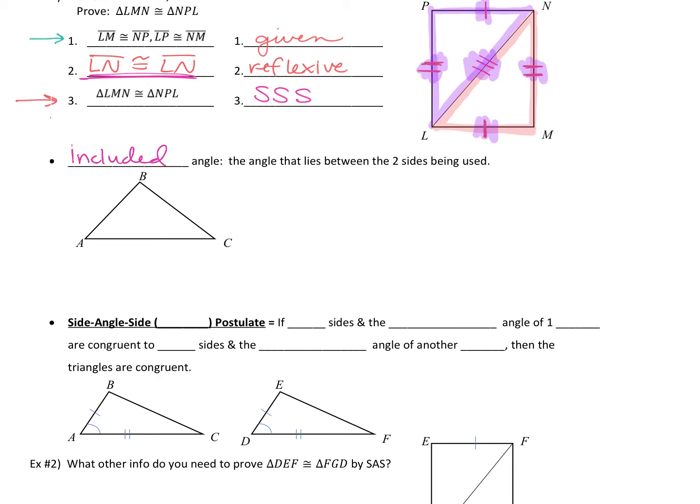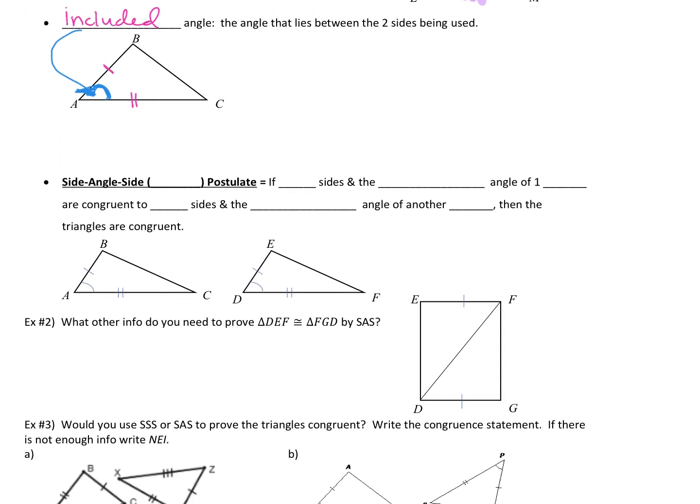So let's say you had two triangles, and one of the triangles marks this congruent to another side, and one marks this congruent to another side. The included angle then is the angle between those two sides. So what would my included angle be here? Angle A. It's the angle that forms the two sides that we're working with, okay? So my included angle in this picture is angle A, okay? That comes into play with SAS, and SAS is side, angle, side.